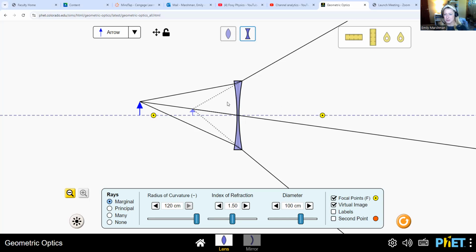Diverging lenses are most commonly used in eyeglasses. I am a nearsighted person. I can't see things far away. They are blurry to me. So my glasses are actually shaped like a diverging lens. When I put my glasses on, my eye would be like right here, right? And maybe this is the object that I'm trying to look at.